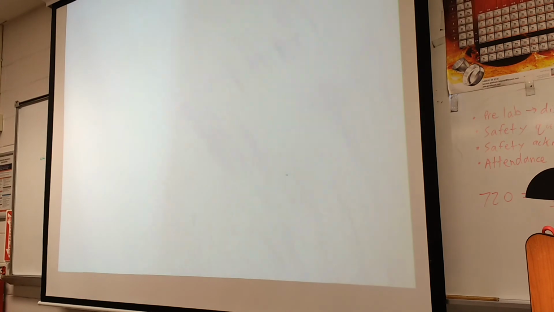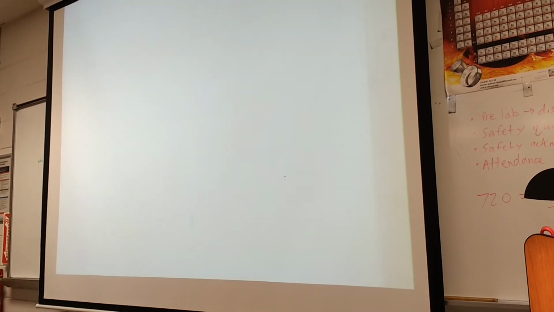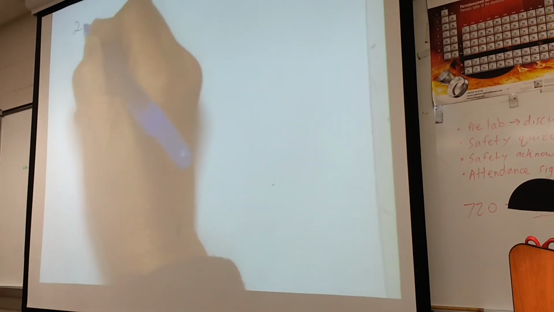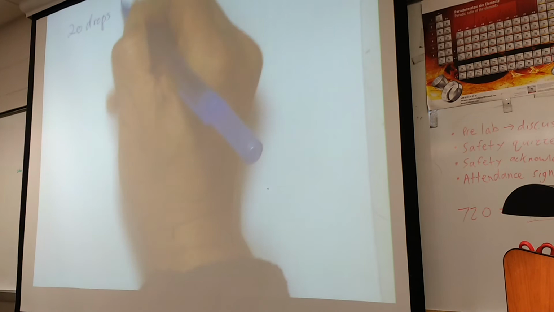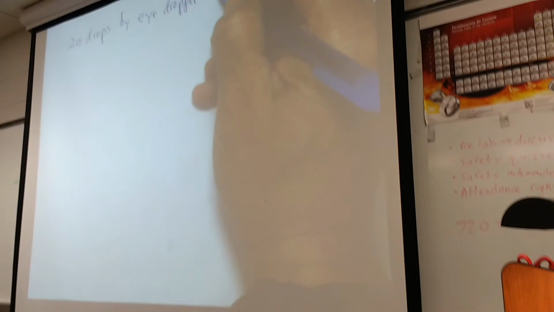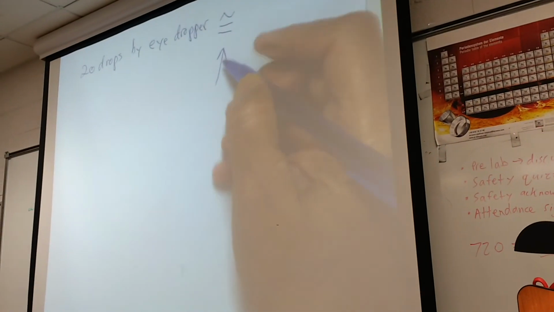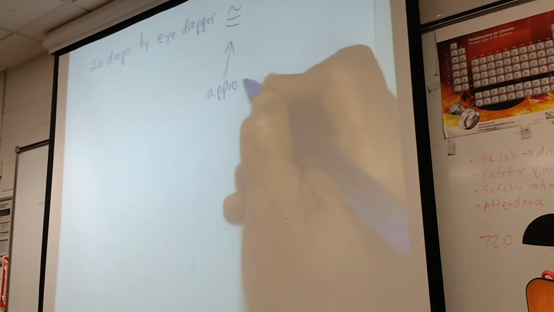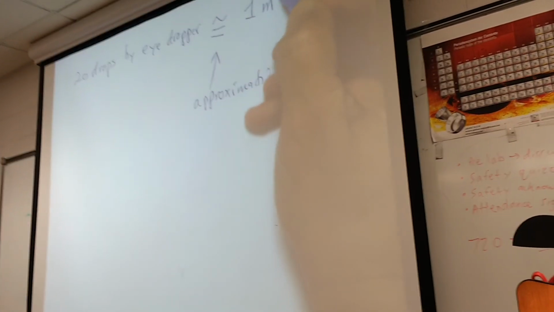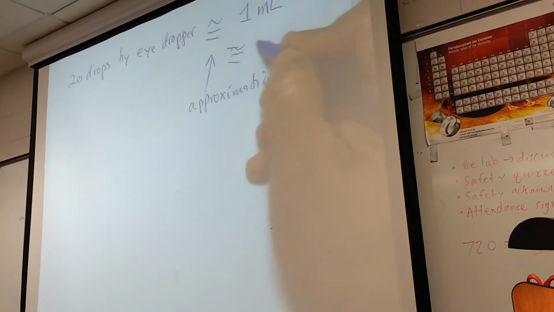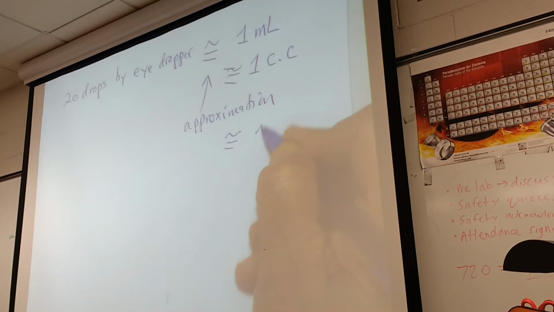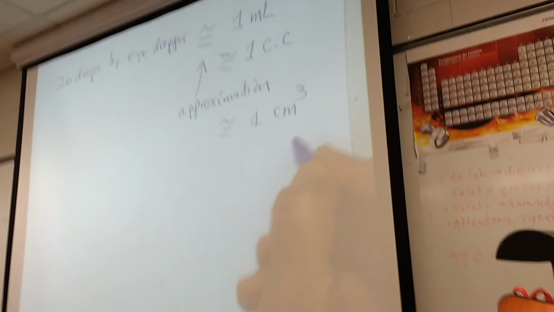And we say this is 20 drops. This is 4 here. 20 drops by the eyedropper is equivalent, not exactly, an approximation. This is an approximation, is 1 milliliter or 1 cc or 1 centimeter cube. So you get the idea here?